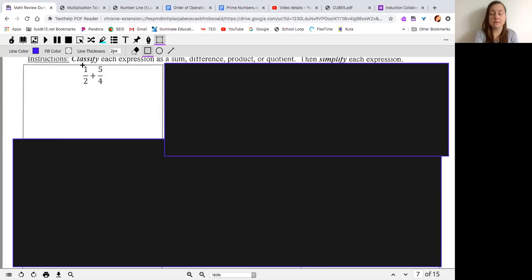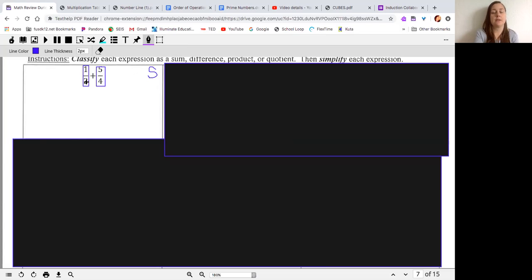And the very first thing we need to do is box our terms. So I see two terms, and in the middle of them, I see a plus sign. That tells me that I am working with a sum. So in the upper right-hand corner, I'm going to write the first letter of the expression. It'll either be an S, D, P, or Q.